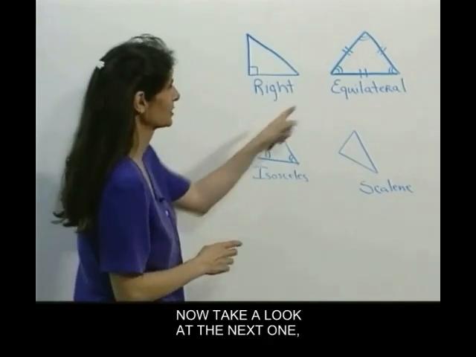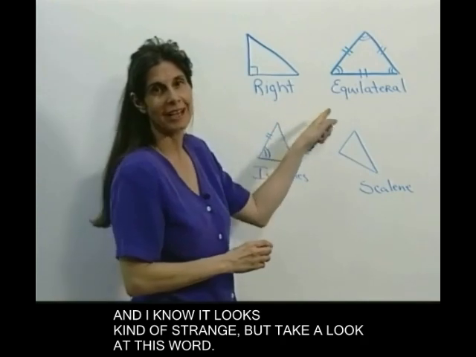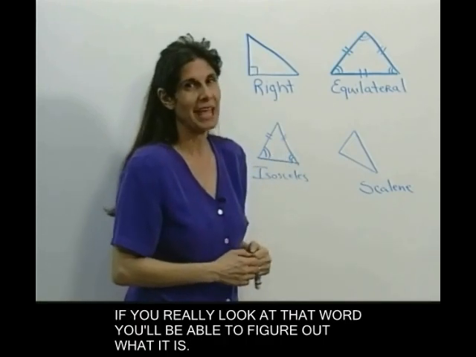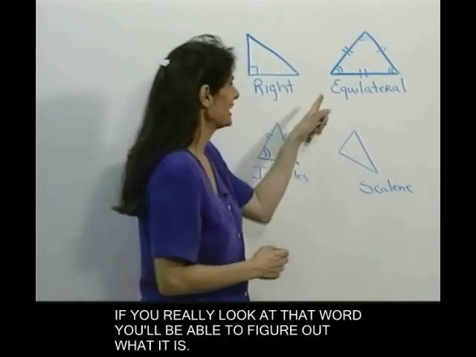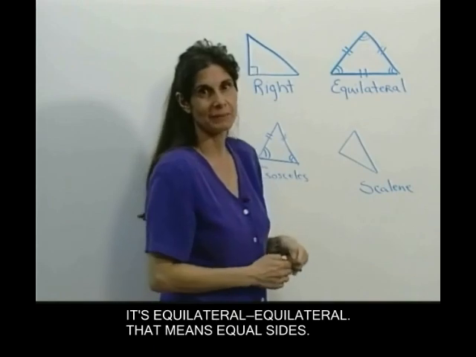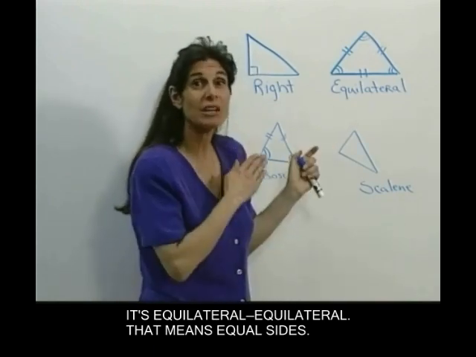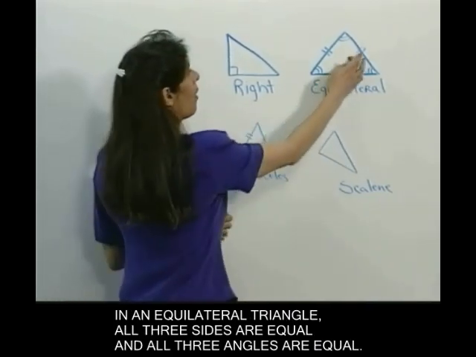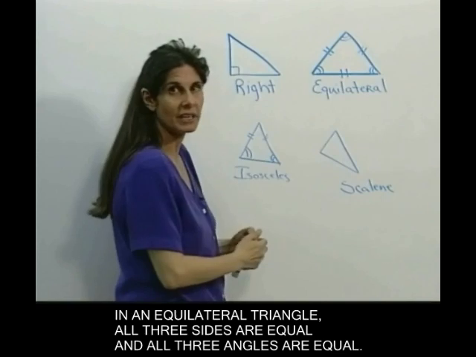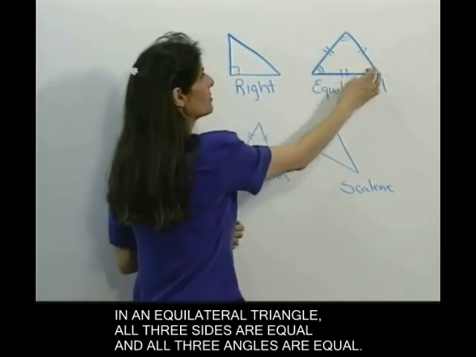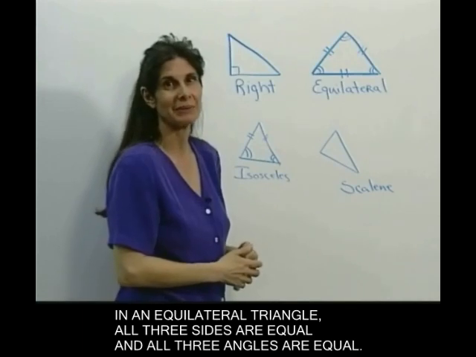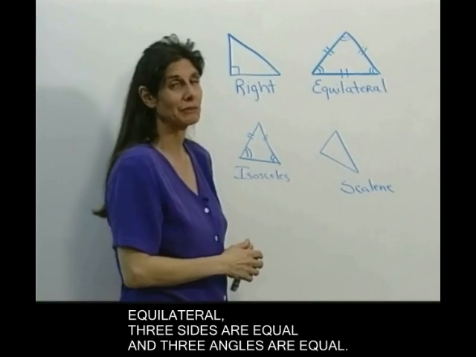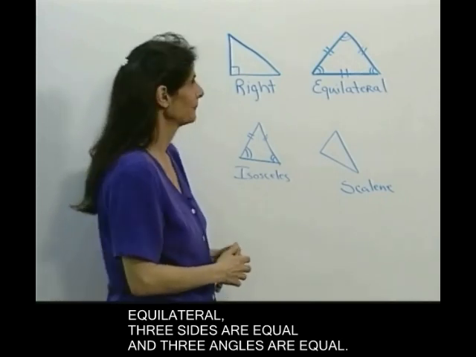Now take a look at the next one. And I know it looks kind of strange, but take a look at this word. If you really look at that word, you'll be able to figure out what it is. It's equilateral. Equilateral, that means equal sides. In an equilateral triangle, all 3 sides are equal and all 3 angles are equal. Equilateral. 3 sides are equal and 3 angles are equal.